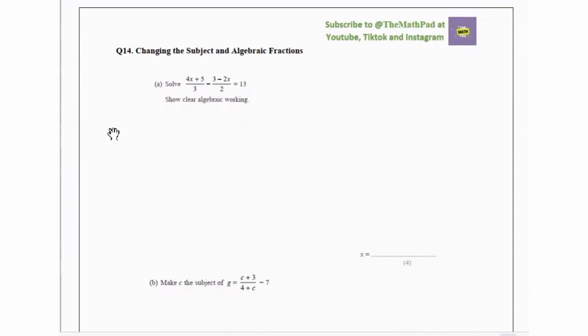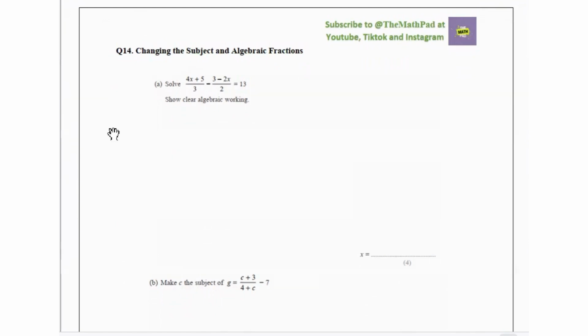Then some algebra, so changing the subject and algebraic fractions. For the first part, they've given us this algebraic fraction and they're asking us to solve it. It says (4x plus 5) over 3 minus (3 minus 2x) over 2 equals 13.